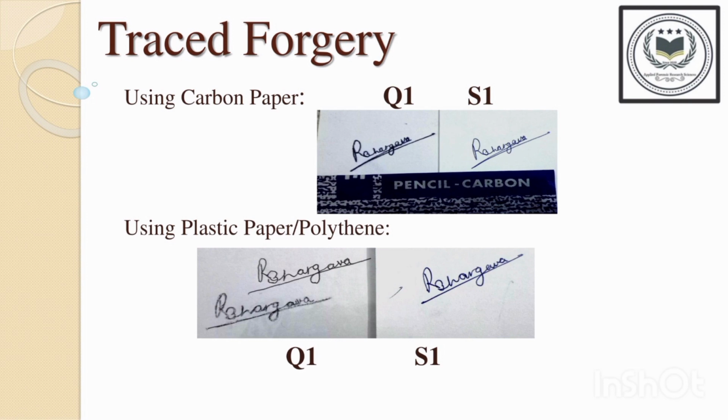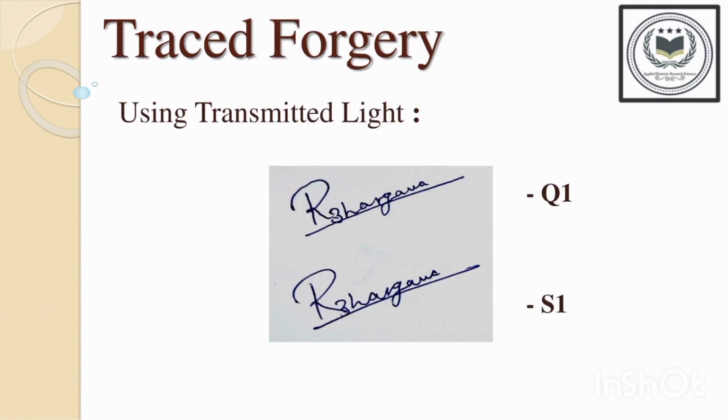In the next slide, you can see a traced forgery by transmitted light. You can see that in question 1, the signature has some differences from the suspected or the genuine one. By seeing it, the examiner concludes that the forger is there and the forgery has been done.